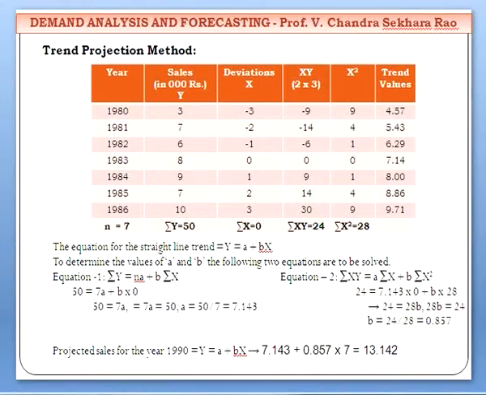For 1990, for example, you want to measure 86 as 3, 87, 88, 89, 90. You want to calculate the sales for 1990. That is y is equal to a plus bx, 7.143 plus 0.857, that is b into 7. That gives you 13.142. So here we have given the trend projections method.